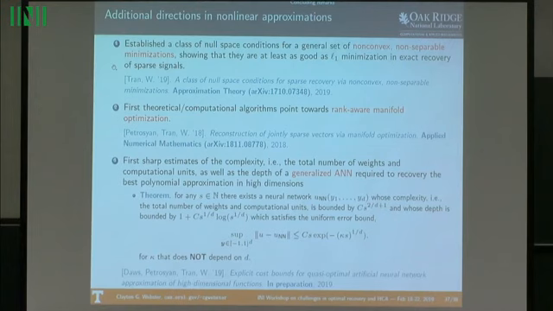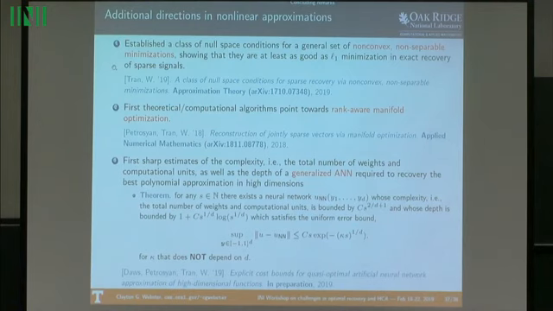Okay, and with all that, I'll just say a couple other little sneaky things we're up to. We've established at least a class of null space conditions for non-convex, non-separable minimizations, showing when they are at least as good as L1 at recovering exact signals. This is in this archive. It's in review.